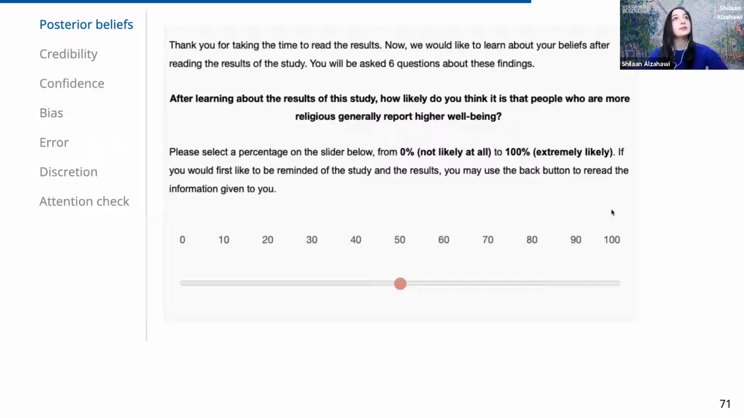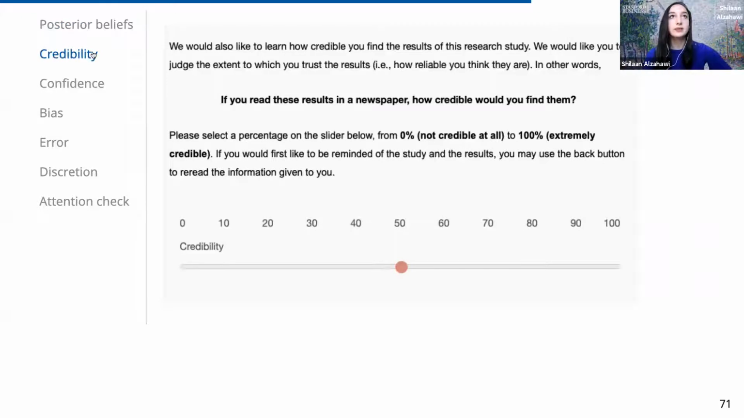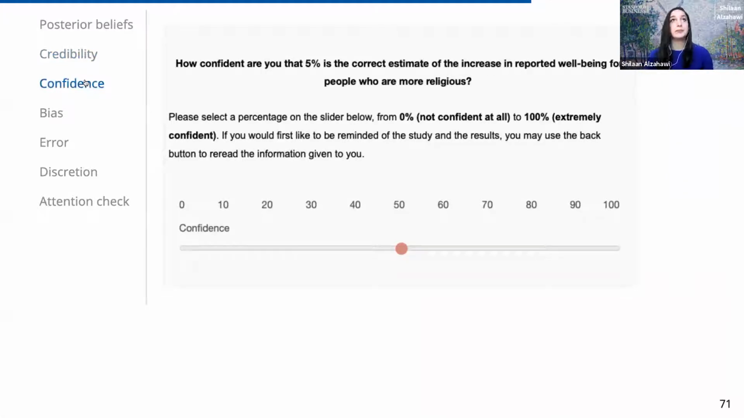We then measure our dependent variables. So the posterior beliefs question is formulated in the exact same way as the prior beliefs question, but we ask them this time after learning about the results of this study, how likely, etc. And then for the credibility of the results, we ask them the extent to which they judge the results, so how reliable they think they were. And if you read these results in a newspaper, how credible would you find them? For confidence, we ask participants how confident they are that 5% is the correct estimate of the increase in reported well-being for people who are more religious.